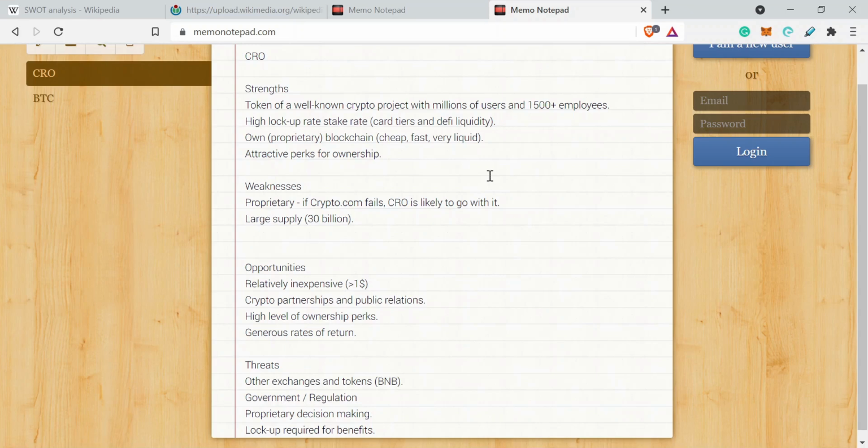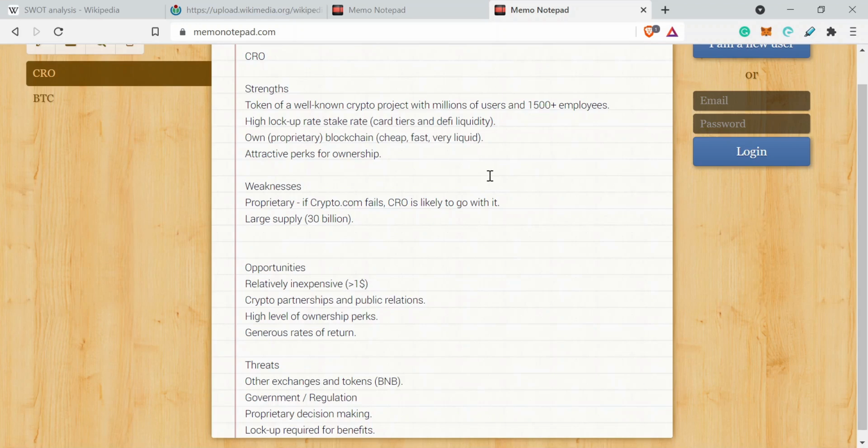Another strength is that it's its own blockchain, so it's proprietary. Okay, so it's cheap, fast, and very liquid. The fees are very low. It doesn't use Bitcoin, it doesn't use Ethereum, and therefore the bottleneck effect that affects some of those cryptocurrencies doesn't really exist. And there are attractive perks for ownership, so a percentage of cashback on purchases.